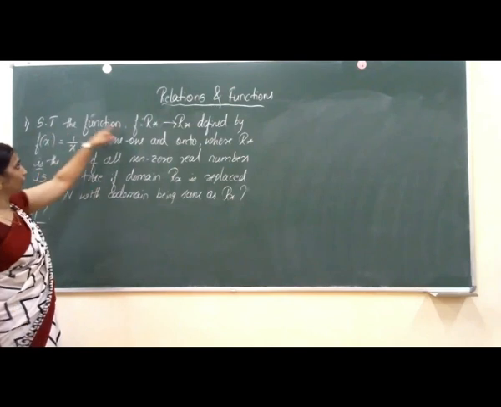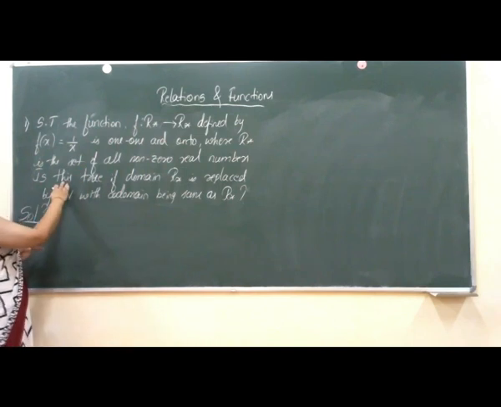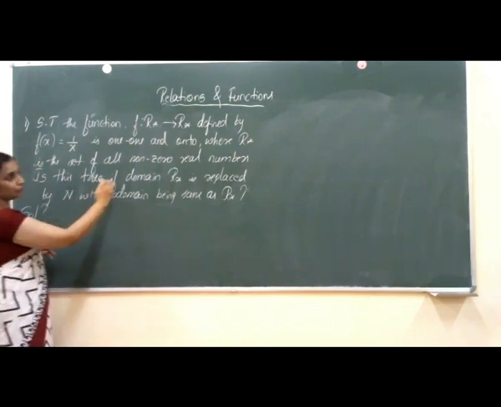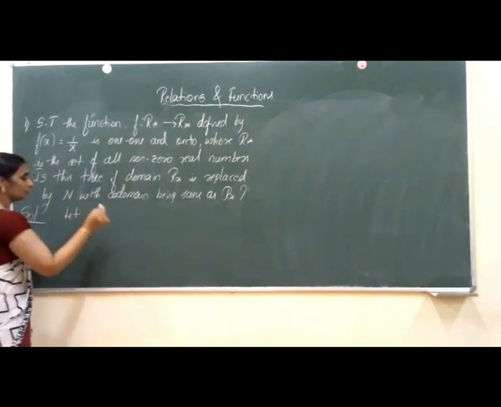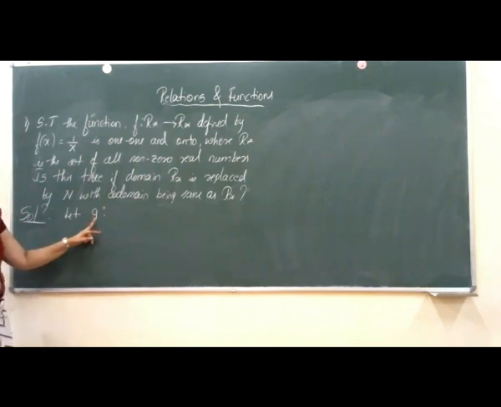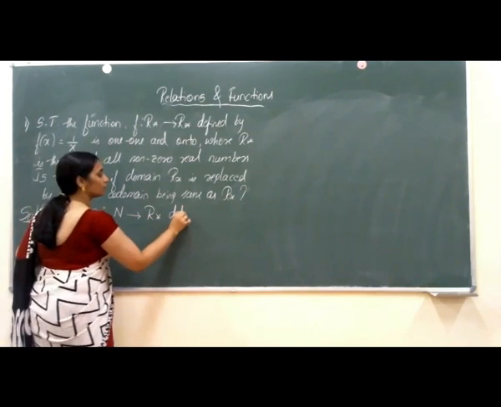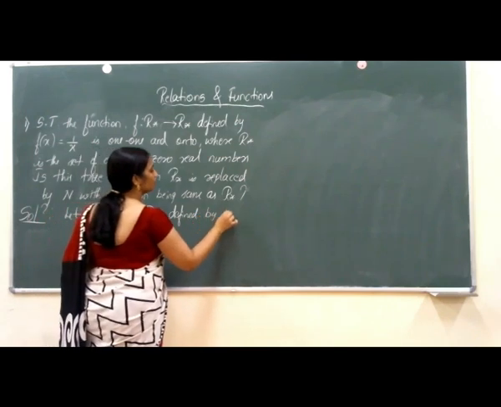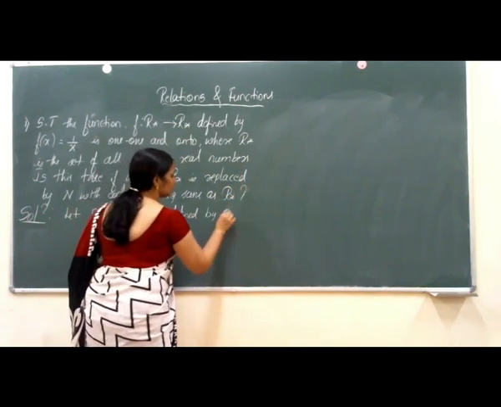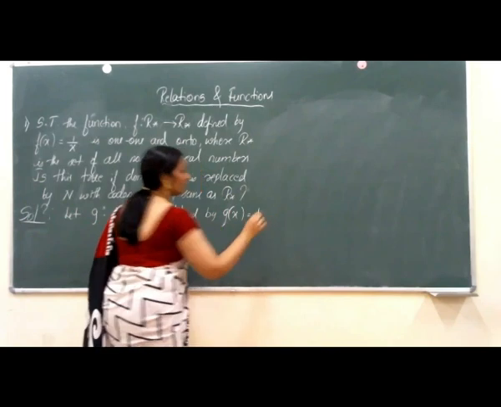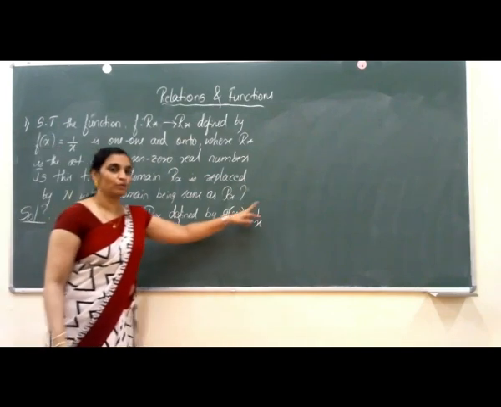Already we have proved the function f given by f of x is equal to 1 by x is 1-1 and onto. Now the next condition we have to check is: is this true if domain R star is replaced by N? So let us consider, let g, we are considering this new function as g. G be a function from N to R star defined by g of x is equal to 1 by x.